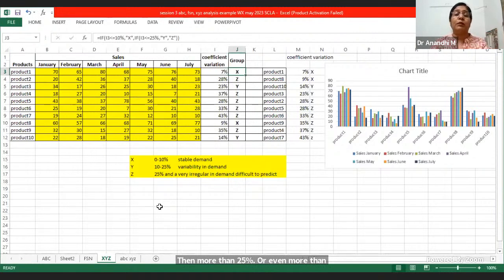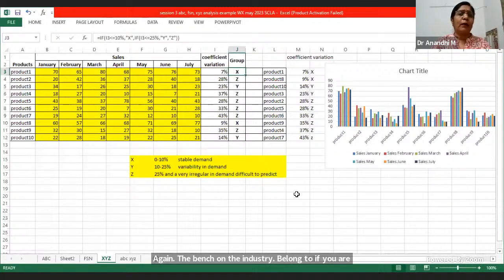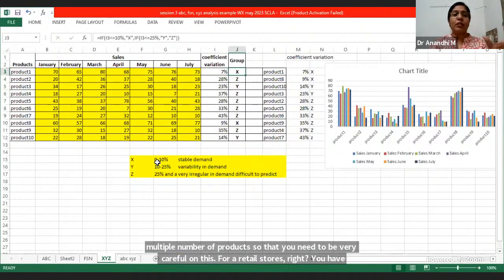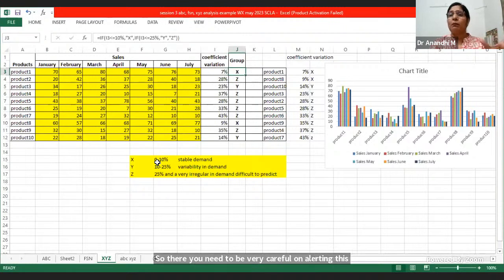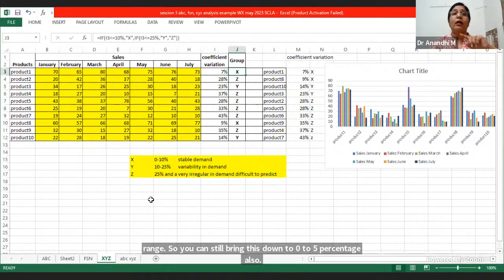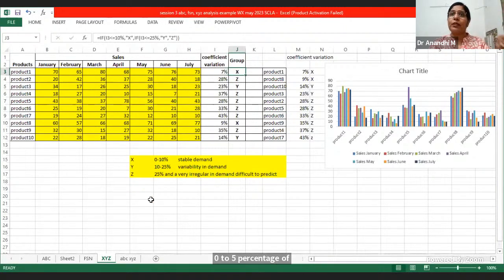This again depends on the industry you belong to. If you are doing this for retail stores, you have multiple numbers of products. So there you need to be very careful in allotting this range. You can still bring this down to 0 to 5 percent also. 0 to 5 percent of items, very stable demand. So you will have more inventory. What items will come under that category? Your essentials, your daily use products like dairy products, your bakery products like bread.